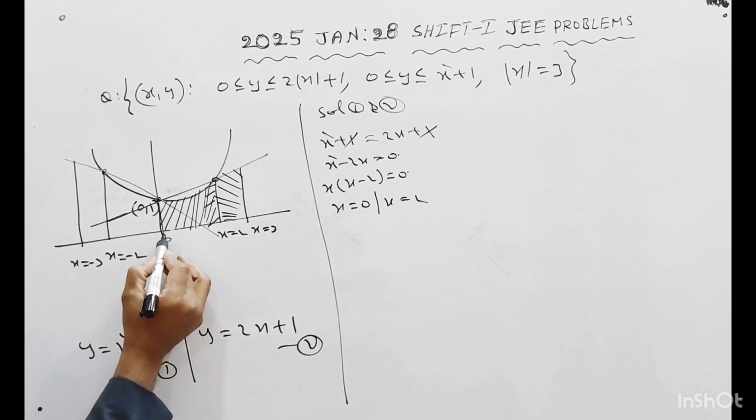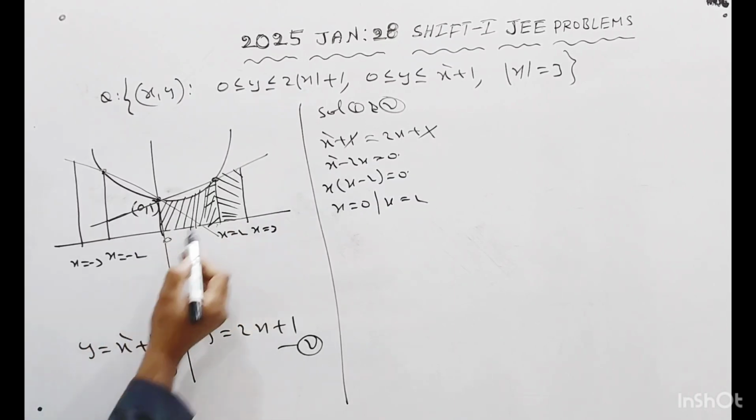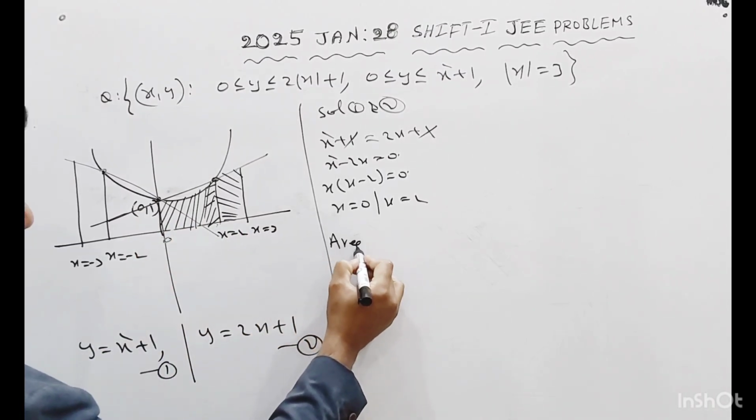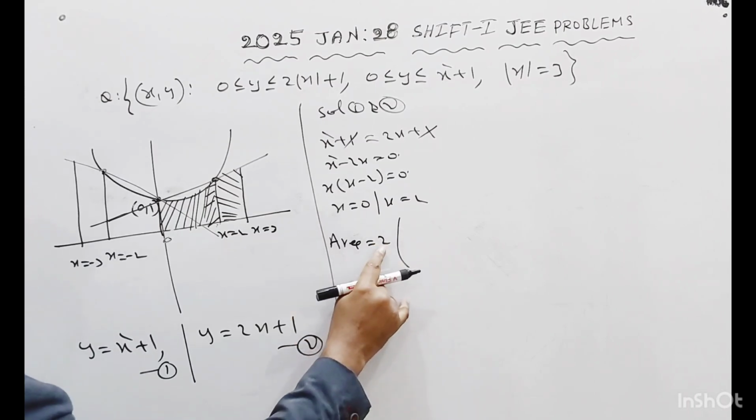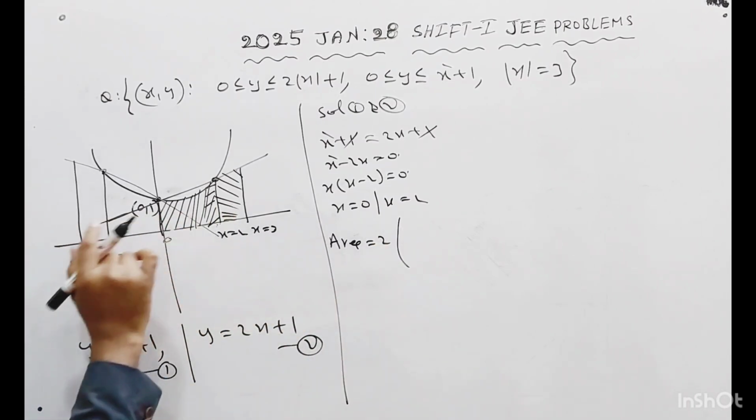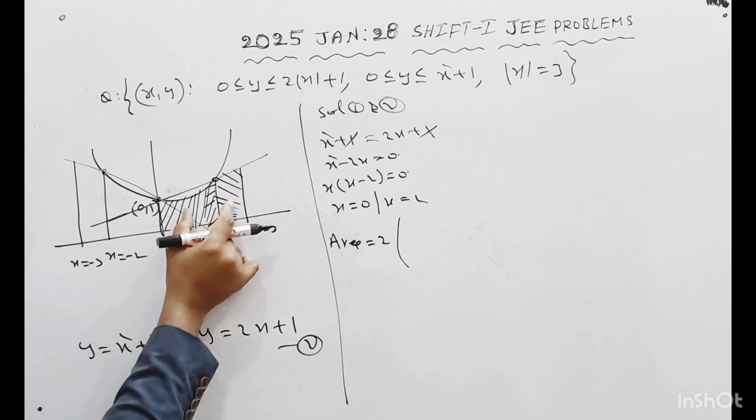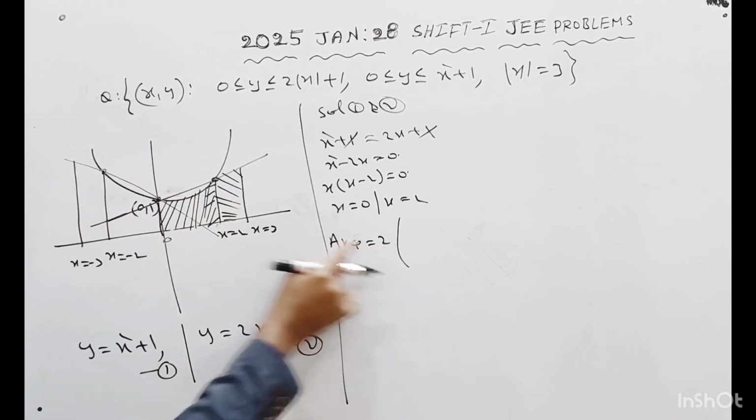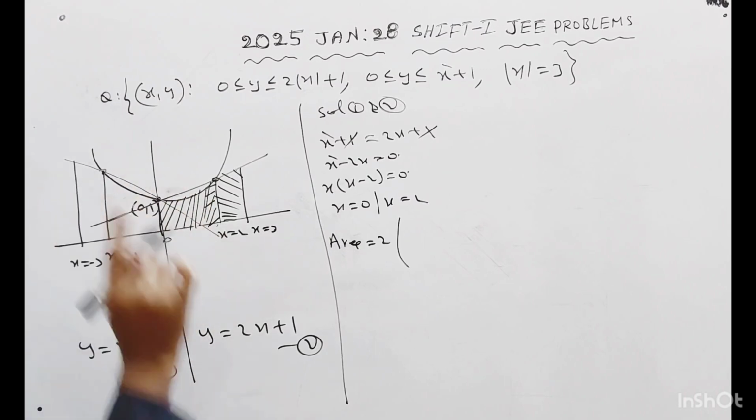Means 0 to 2, 2 to 3. So these both parts' areas we need to calculate. So here area is 2 times of. Why am I writing 2? Because this figure is a symmetric figure. That's why this area plus this area. First you calculate this area and multiply with 2, then you will get the total area.